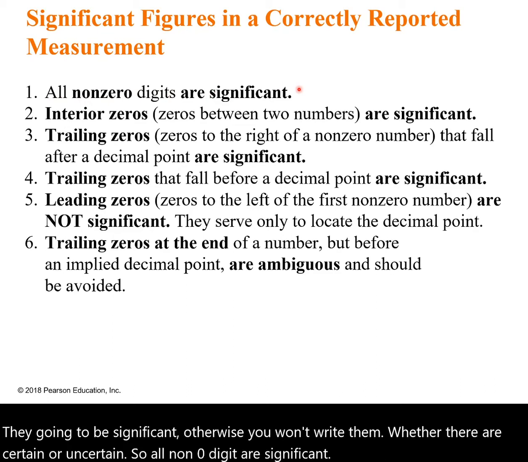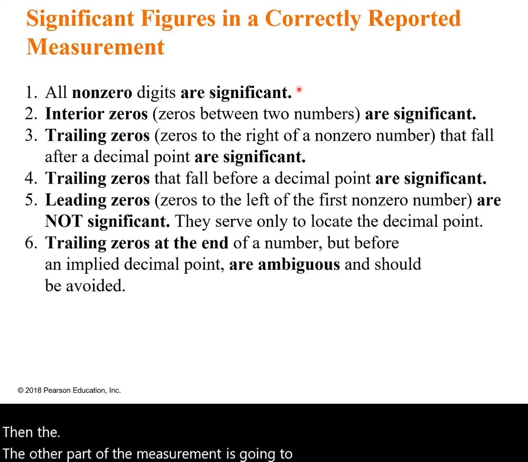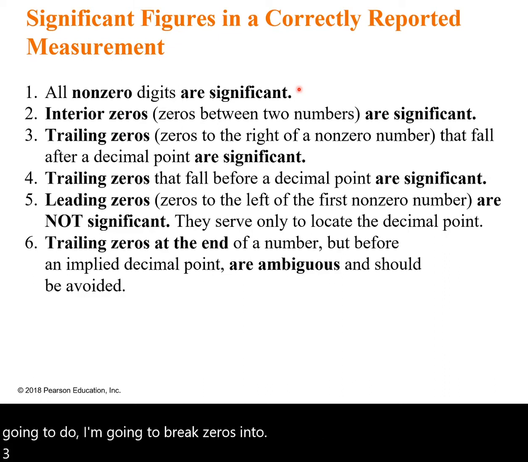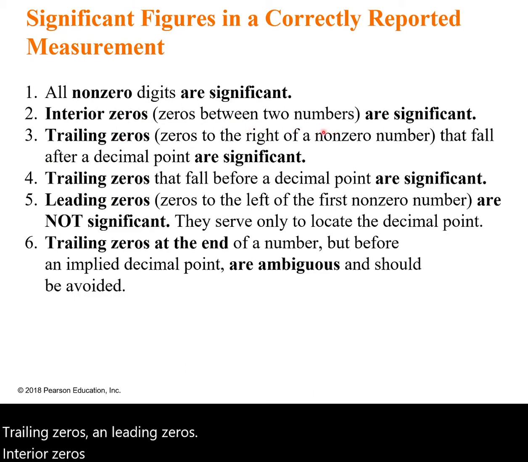Then the other part of the measurement is going to be dealing with zeros. So what I'm going to do, I'm going to break zeros into 3 different categories. I'm going to break them into interior zeros, trailing zeros, and leading zeros. Interior zeros are zeros between 2 numbers, and those are significant.